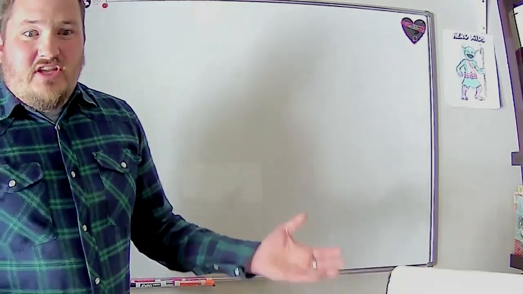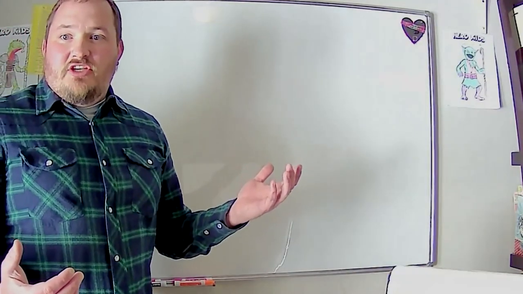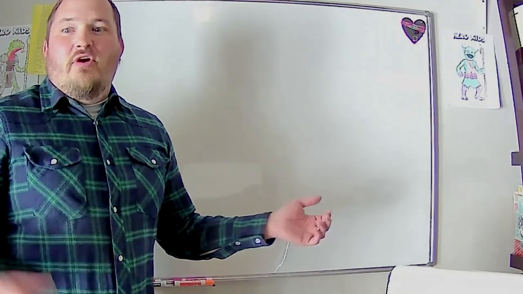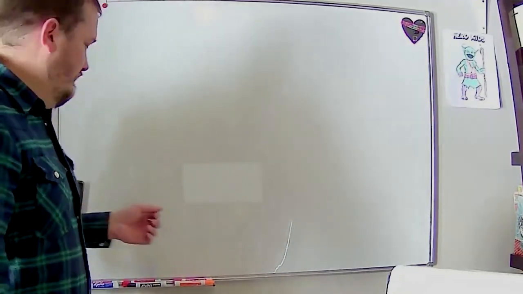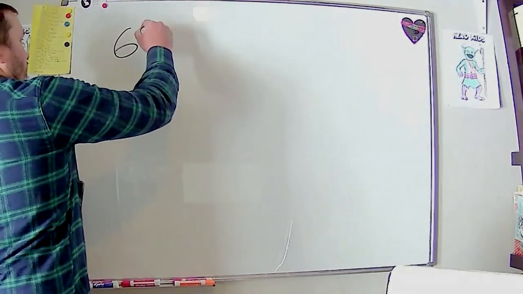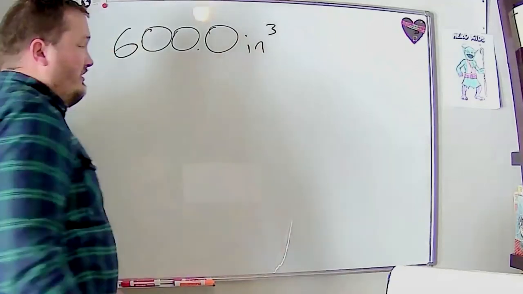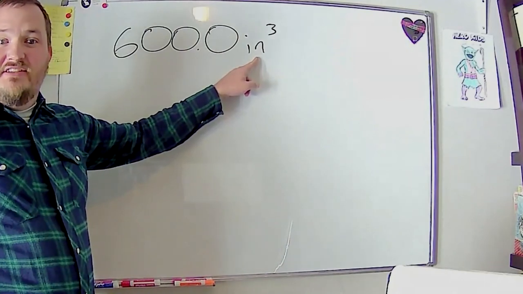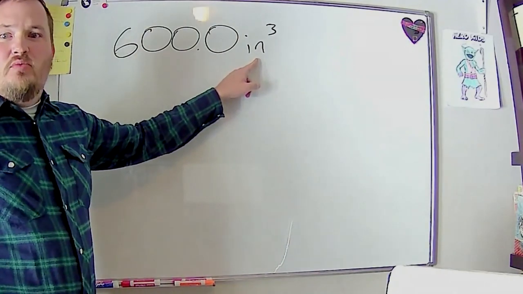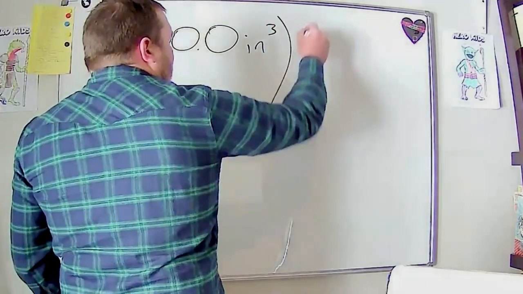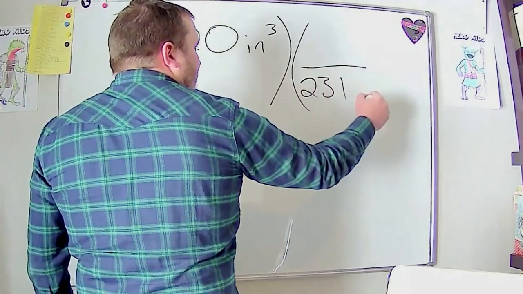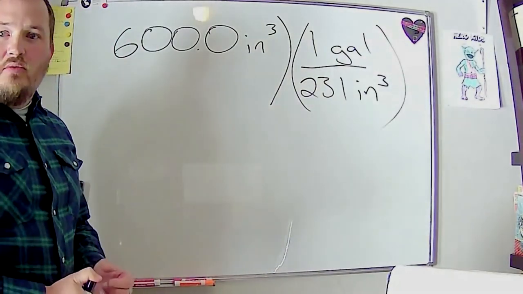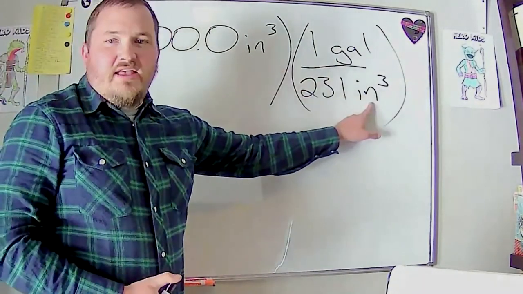We'll practice that in a minute, but there's nothing particularly unique about cubic inches. We just have a definition of cubic inches to gallons. And if you stick with cubic inches, then you can avoid all of the quarts and ounces and garbage like that. So if we've got 600 cubic inches, that's an odd looking unit to some extent, but that doesn't really matter. We've got a conversion that says 231 cubic inches is 1 gallon. So despite the fact that the unit looks a little bit different, plugging it in works the same way as anything else. You've got inches cubed on top, cancel inches cubed on bottom.